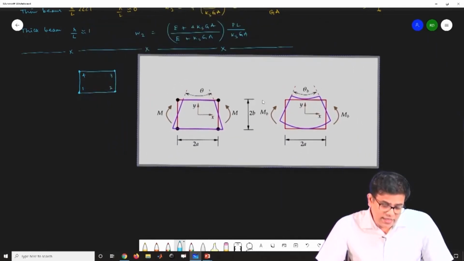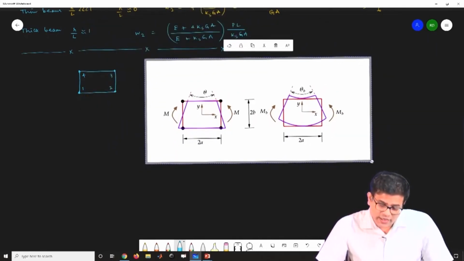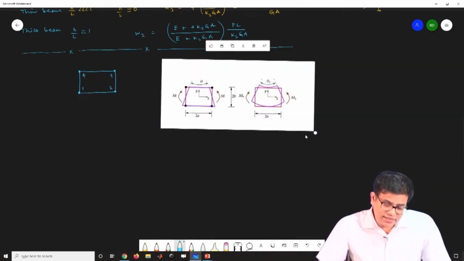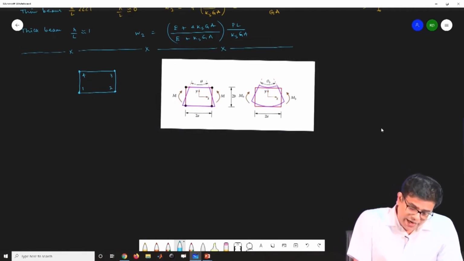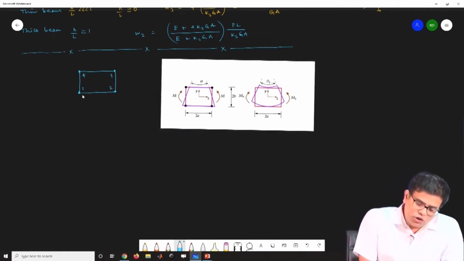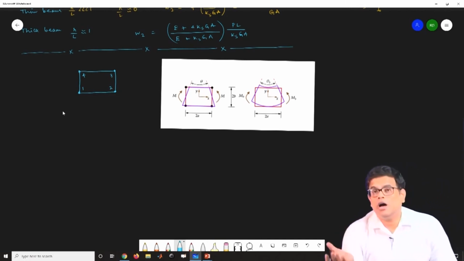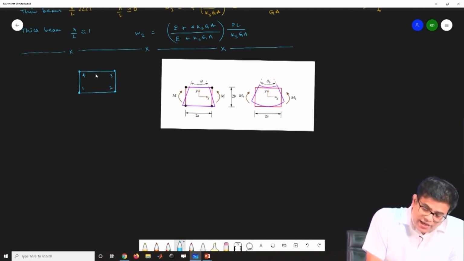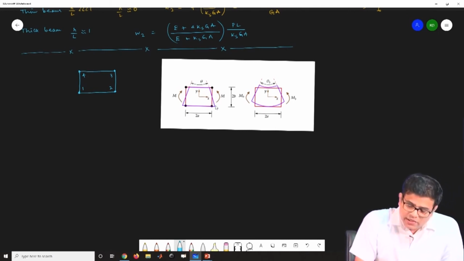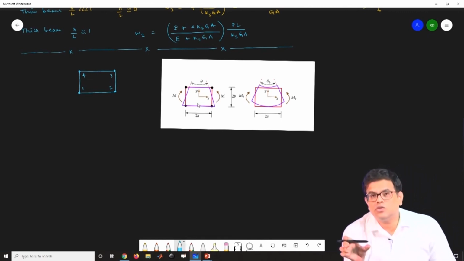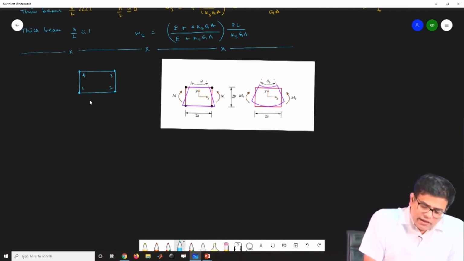So let us see this image. Here, I have considered a simple bilinear element, that is, a 1, 2, 3, 4 four-noded bilinear element. We all know what the shape function for this is. If I take the length of the element as 2a and the height as 2b, then the shape function Ni is simple.